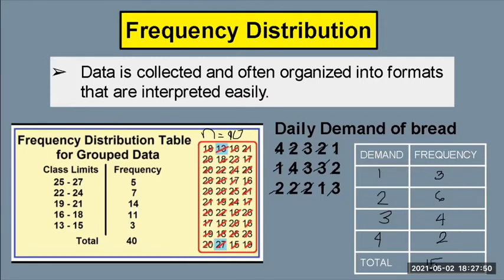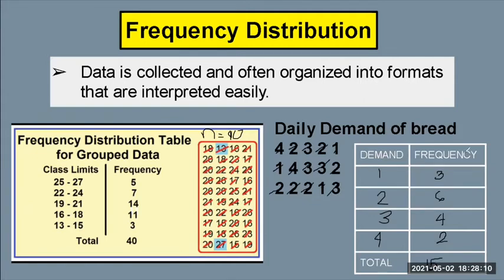So this is how you are going to do the frequency distribution. You're just going to distribute the data of the demands or the respondents, and then the frequency, how the data is being repeated.